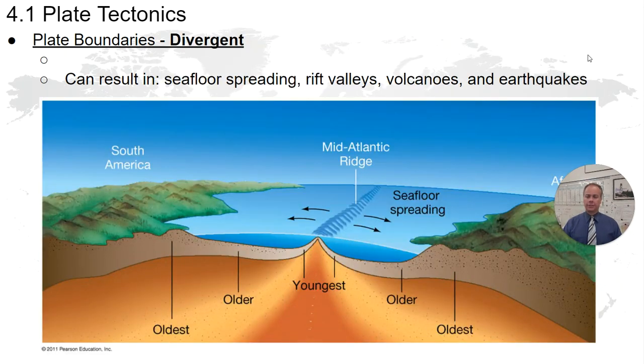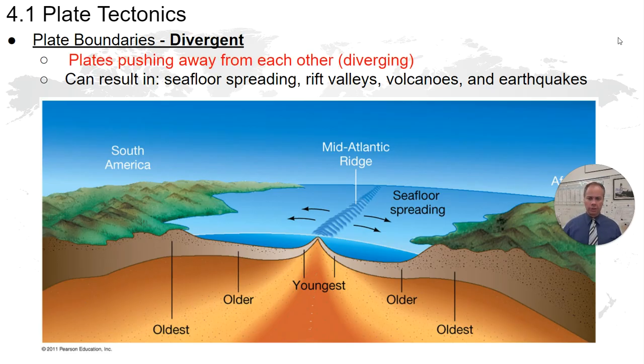The opposite of that is a divergent boundary, where you have two plates moving apart from each other. They're pushing away from each other. We can see that in the Atlantic Ocean. The mid-Atlantic ridge is a divergent plate boundary, where we have two plates that are moving away from each other on the east and on the west.